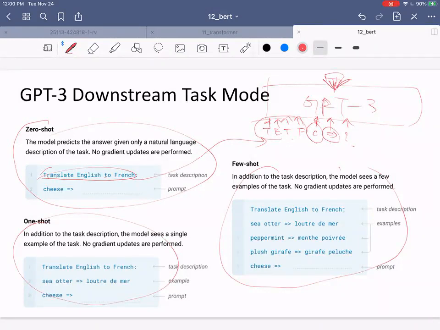It hasn't seen even a single example of an English-French pair. One-shot is you still give the model the same cue, the same textual command or text description, and then one example. Sea otter in French is loutre de mer, and then you say cheese, and then what is this? Few-shot is the same text description, and then a few examples of English-French pairs, and then you prompt the model to do the translation. So zero-shot, one-shot, few-shot. Oh, fromage. Thanks. So yeah, this should be fromage.